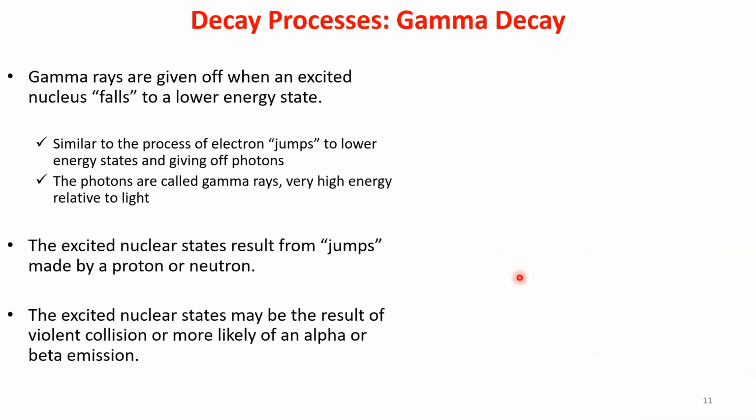This is the decay process for gamma decay. Gamma rays are given off when an excited nucleus falls to a lower energy state, similar to the process of electrons jumping to lower energy states and giving off photons. The photons are called gamma rays, with very high energy relative to light. The excited nuclear states result from jumps made by a proton or neutron. The excited nuclear states may be the result of violent collision, or more likely of an alpha or beta emission.